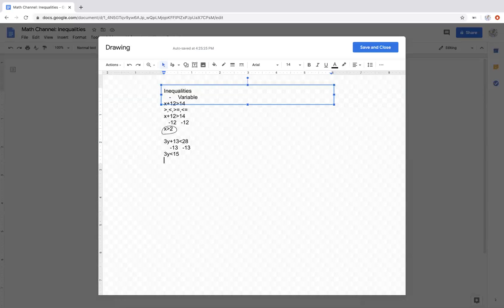Now, in this case, what would you do? As I mentioned in the equations video, you would divide both sides by 3, since multiplication and division are inverses. And you would be left with y is less than 5. Now, let's take a different example. Let's try a different type of problem where the inequality is 3y plus 13 is greater than or equal to 46.